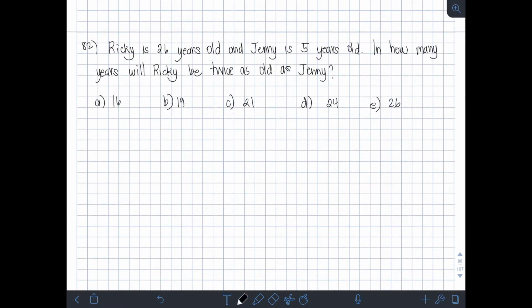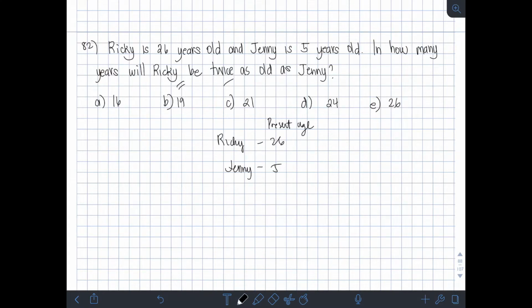Okay? Next, we have Ricky is 26 years old and Jenny is 5 years old. In how many years will Ricky be twice as old as Jenny? Okay, age problem. So, si Ricky daw is 26. So, ito yung mga present age nila. Okay, tapos si Jenny is 5. So, in how many years will Ricky be twice as old as Jenny? So, ibig sabihin, tinatanong is, ilang taon pa raw dapat yung lumipas para yung edad ni Ricky is twice nung edad ni Jenny. So, ibig sabihin, maghahanap tayo ng i-add na taon sa age nila.